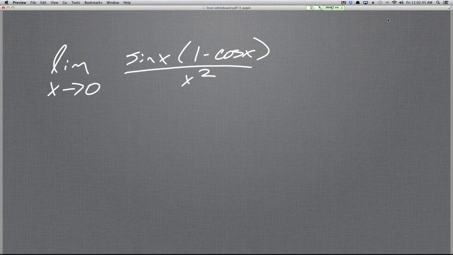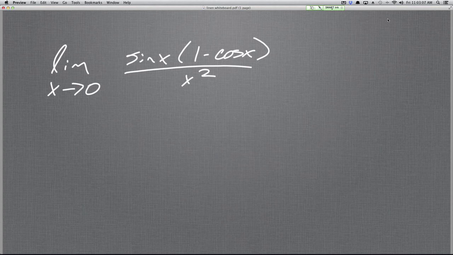Yes, x approaching 0. That's it right there. Everybody hear what Justin said? Yeah, x approaching 0. The fact that I'm dealing with trig functions and I'm approaching 0, that's what tells me I might be wanting to use a special trig limit.